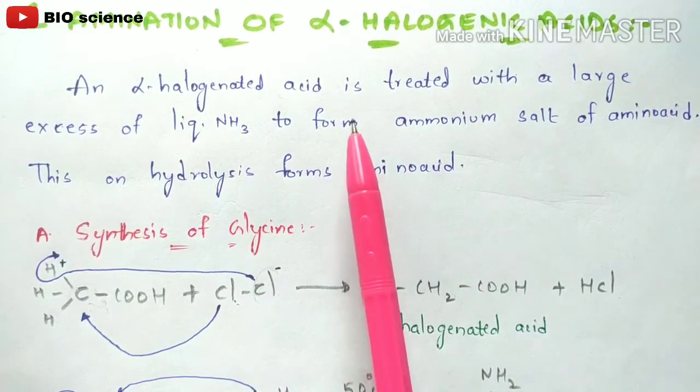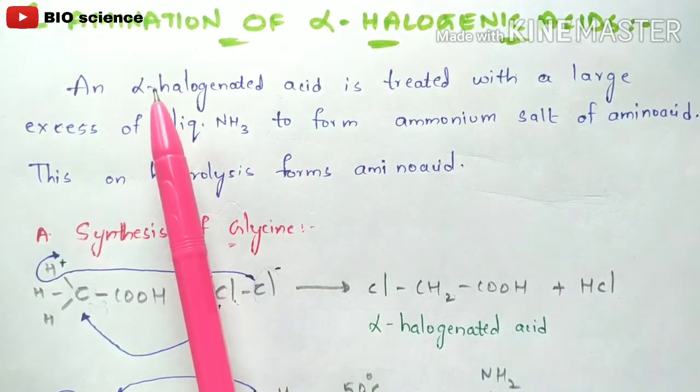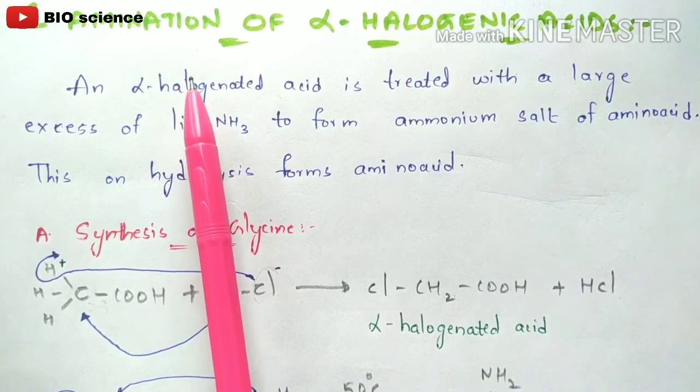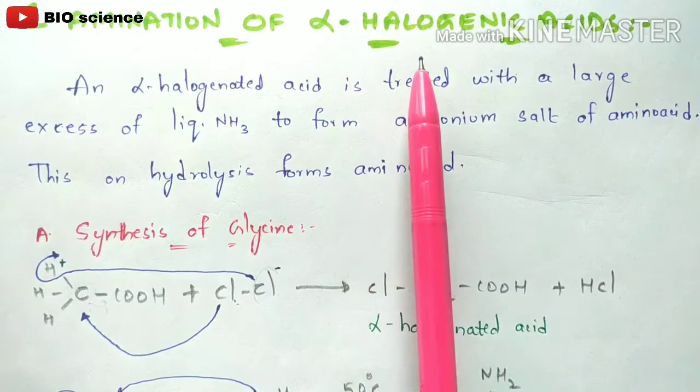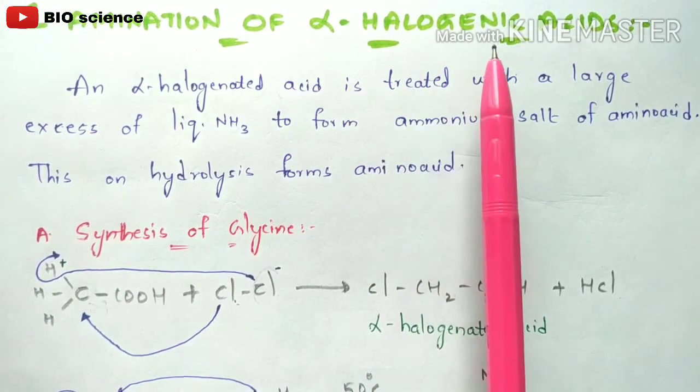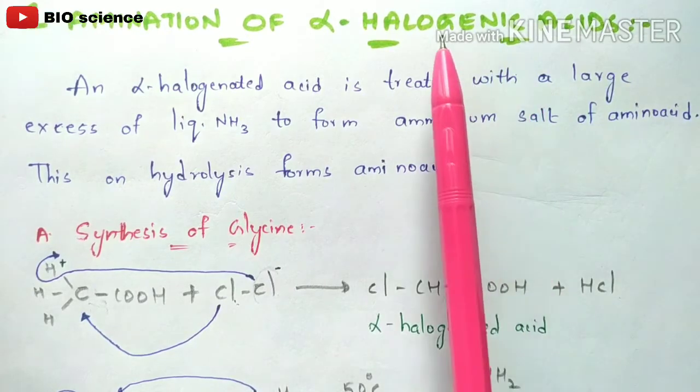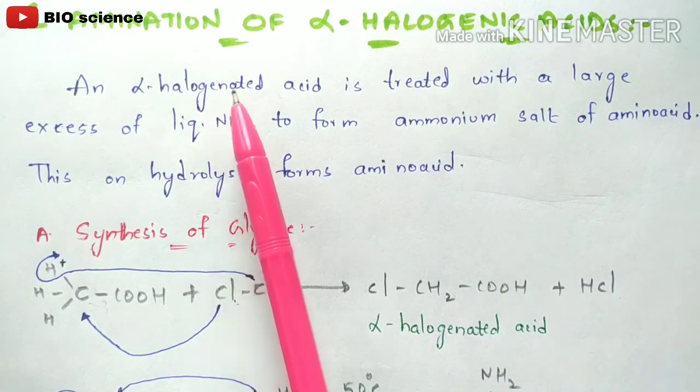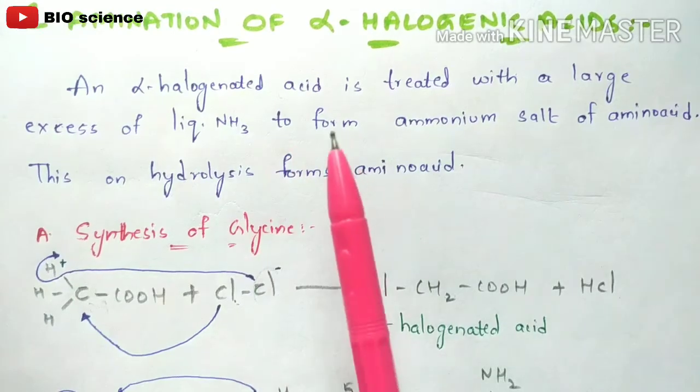So this is the main theme behind the process, the first method of synthesis of amino acids, which is called amination of alpha halogenated acids, right? So what is the main aim of amination of alpha halogenated acid? The alpha halogenated acid will form the amino acid. This is the main thing which you people have to remember.